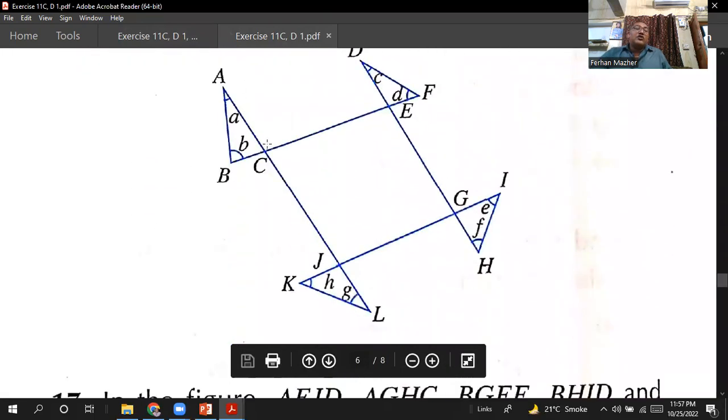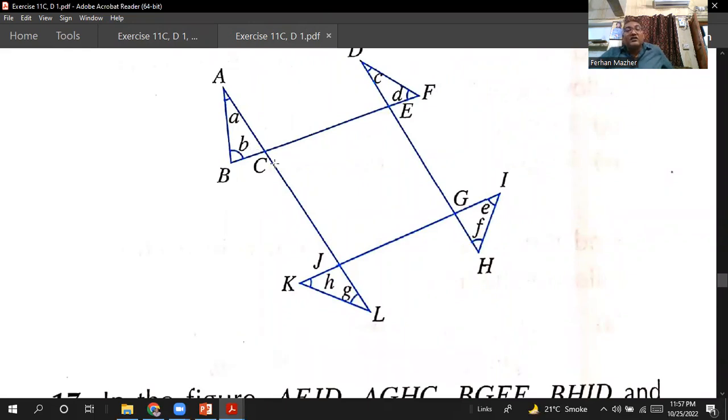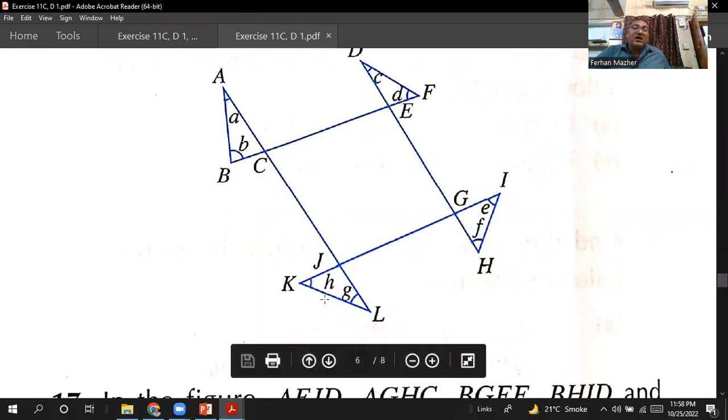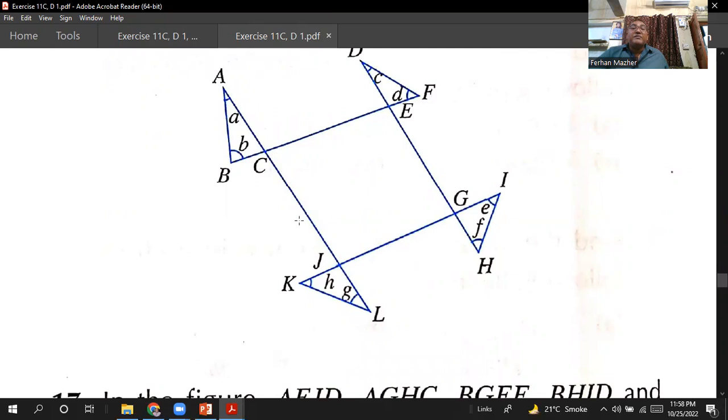So this is the external angle of this, this is the external angle. So how much will this angle be? It will be A plus B. How much will this angle be? This will be C plus D. How much will this angle be? This will be H plus G. And this will be E plus F. Okay, very simple.